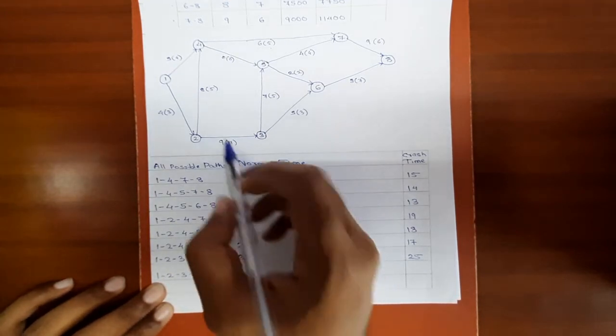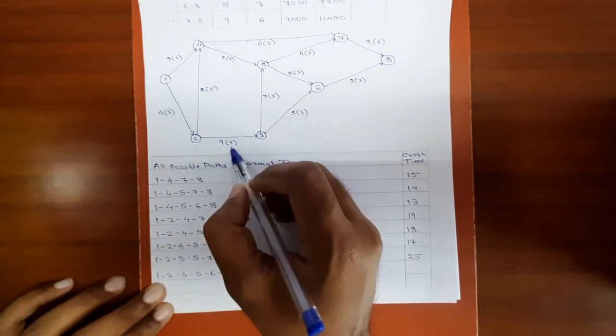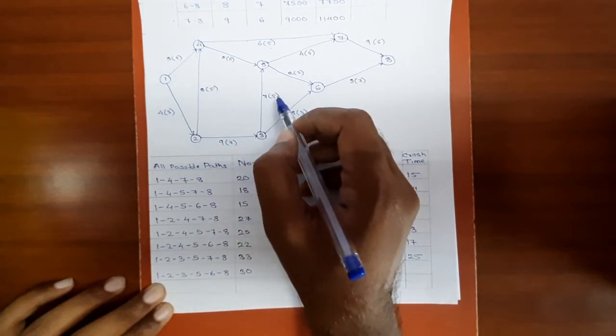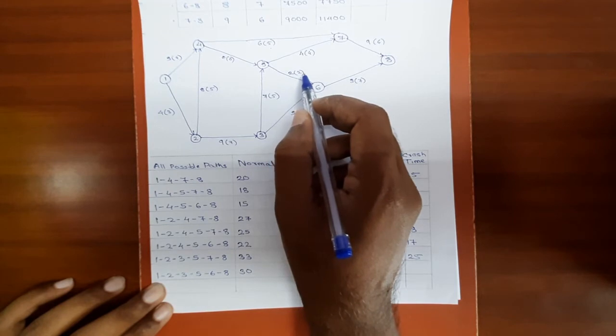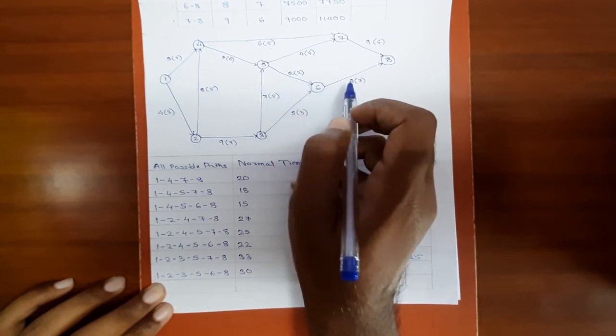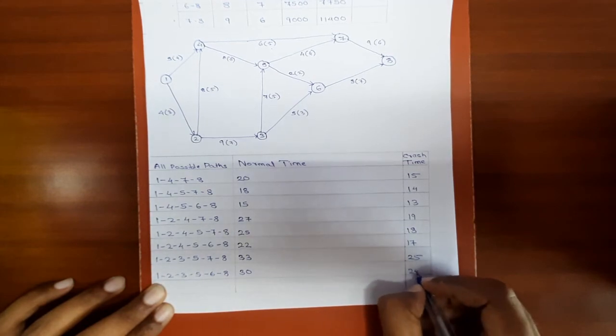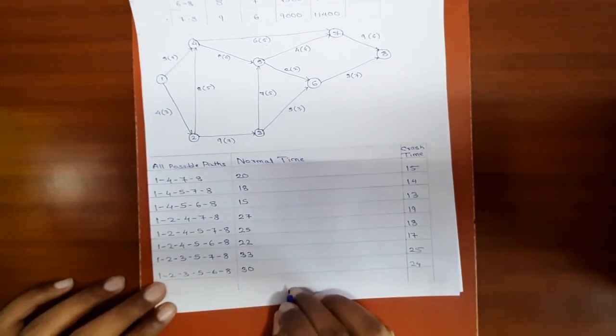Now the crash duration, 3 plus 7 is 10, 10 plus 5 is 15, 15 plus 2 is 17, 17 plus 7 is 24. Let's move on to the next path.